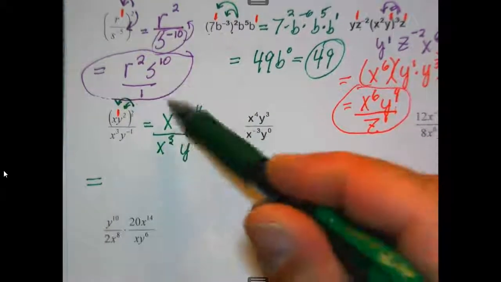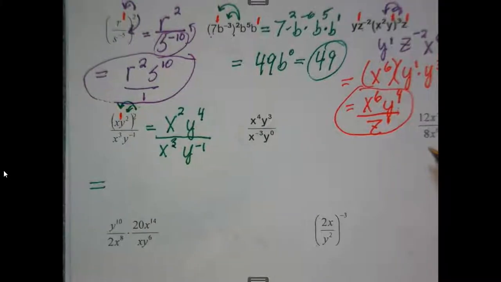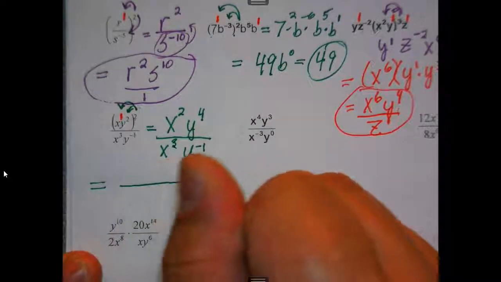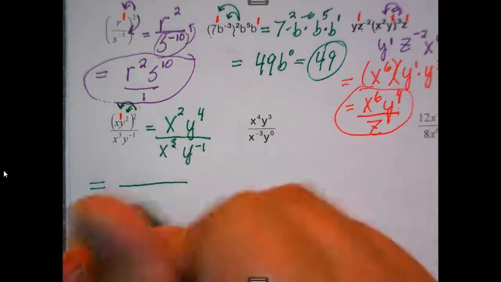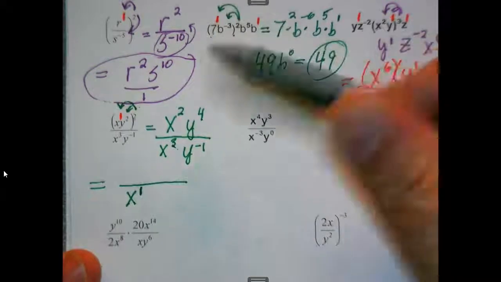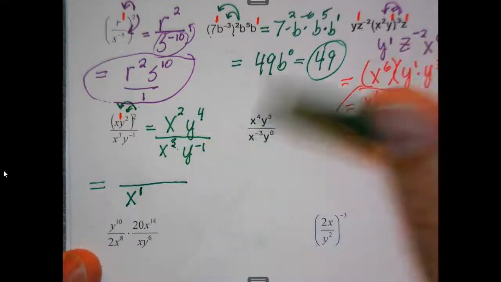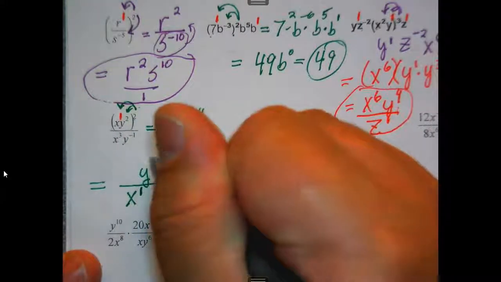I have x squared divided by x cubed, so same base in a fraction. What do I do with the exponents? 2 minus 3 is negative 1, so it's going to stay in the denominator, make it positive. 4 minus negative 1 is 5, so y to the 5th is going to be in the numerator.